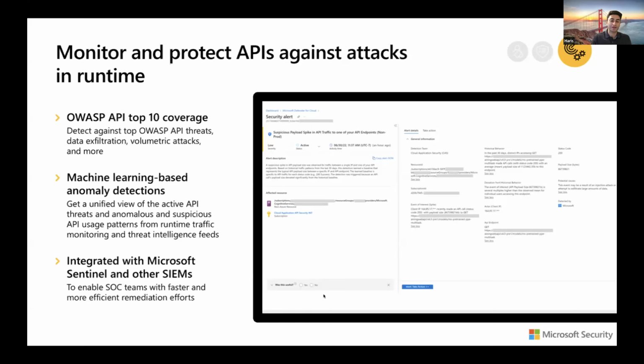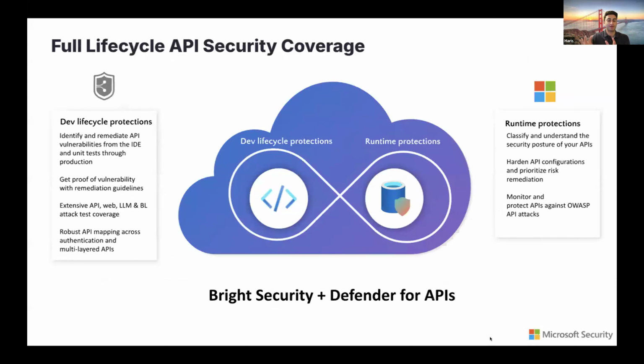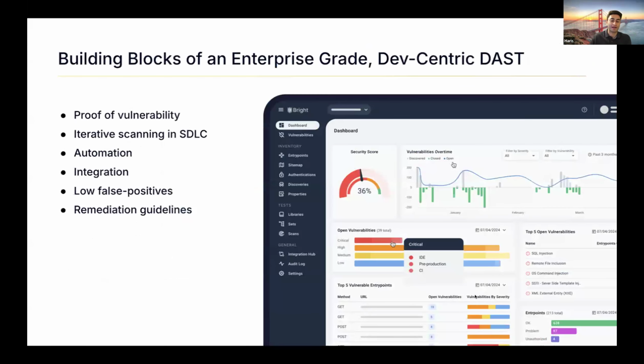And then this has full integration with popular SIEM solutions like Microsoft Sentinel as well to enable your SOC teams to go and investigate the alerts that arise in their own tool suite instead of having to go to Defender for Cloud, for example, as well. So there is kind of an overview of the runtime security coverage that we provide as part of Defender for APIs. And the next piece I'll walk through is how this actually ties better together with Bright Security's offering as well.